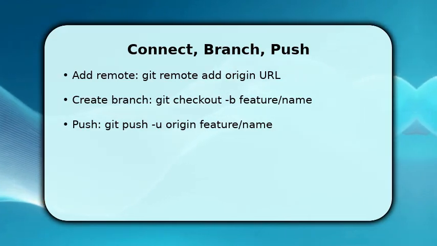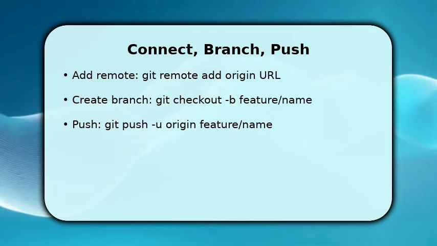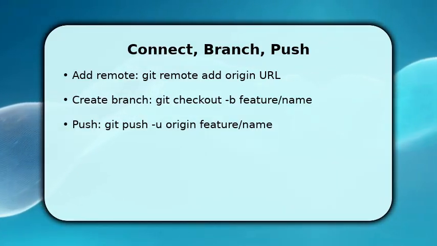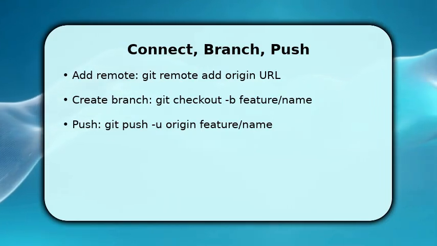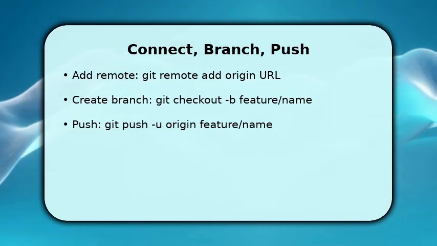Create a focused branch for changes with git checkout -b feature/name so you isolate work and avoid breaking main. Make edits, stage them, and commit with clear messages. When ready, push your branch to GitHub using git push -u origin feature/name. The -u sets upstream, so future pushes are simple.